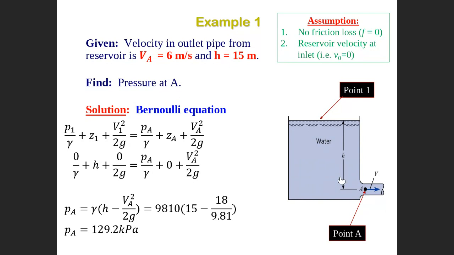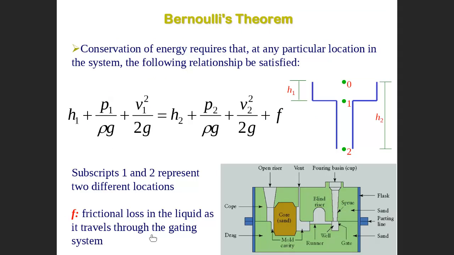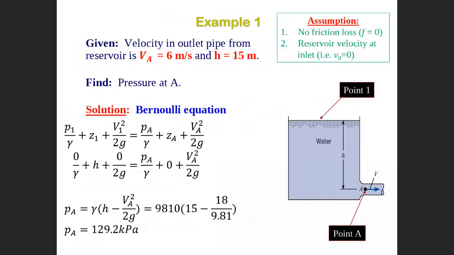Apply the Bernoulli equation. The Bernoulli equation says P1 divided by gamma, where gamma means rho g, the specific weight. In the last step we had pressure divided by rho g, so we can just use rho g as gamma, the same meaning. Rho is density, g is gravitational acceleration. If you multiply, you get the specific weight, which is rho g, which is gamma.